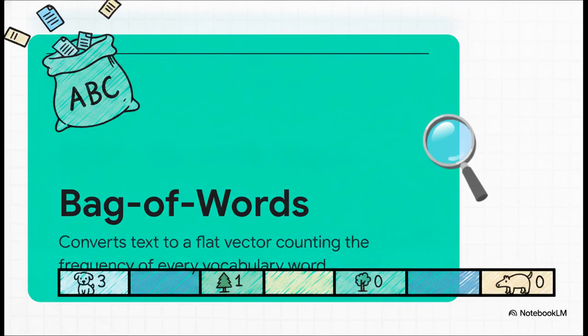This technique literally just creates a massive flat vector and counts how many times every single word in your entire vocabulary appears in the text. If the word puppy shows up 3 times, its slot in the vector gets a 3. If aardvark doesn't appear at all, it gets a 0. You can even level this up by using n-grams to capture short, multi-word phrases. It's super simple, but honestly, highly effective.